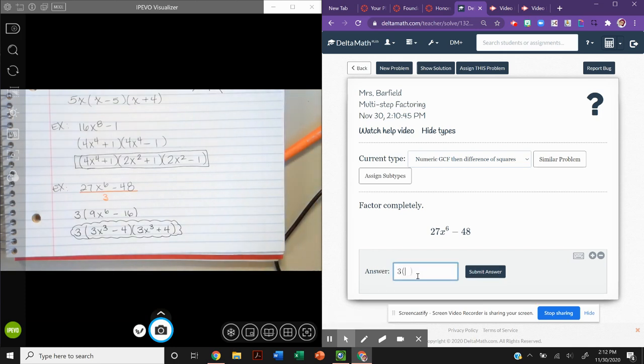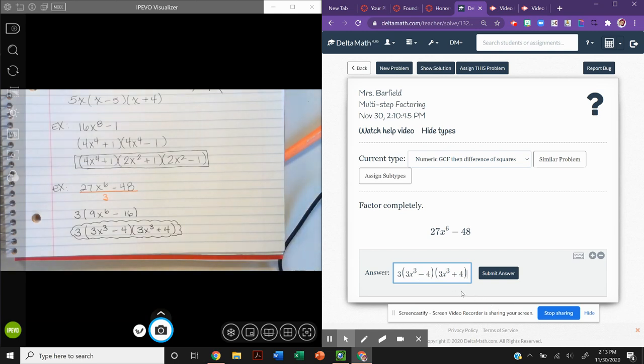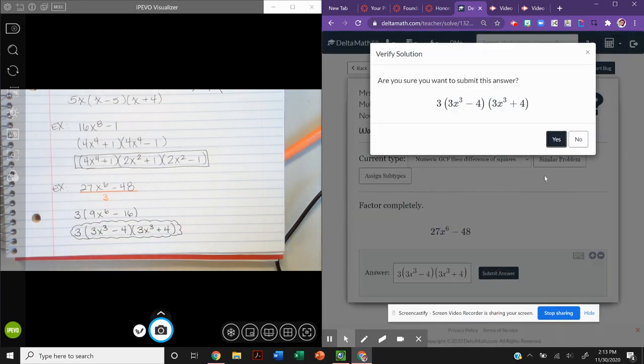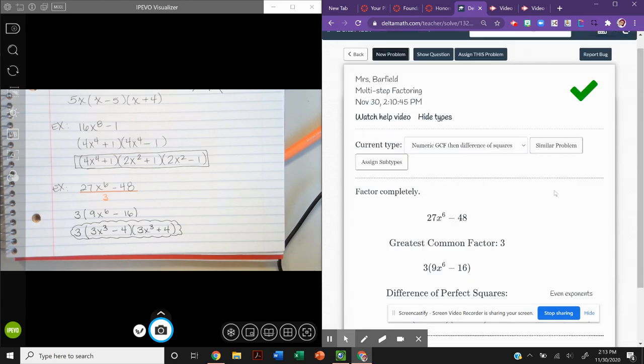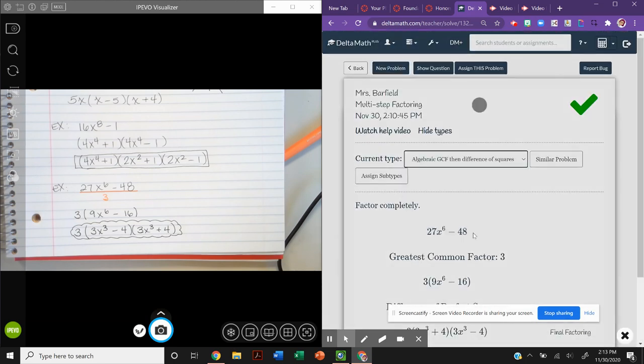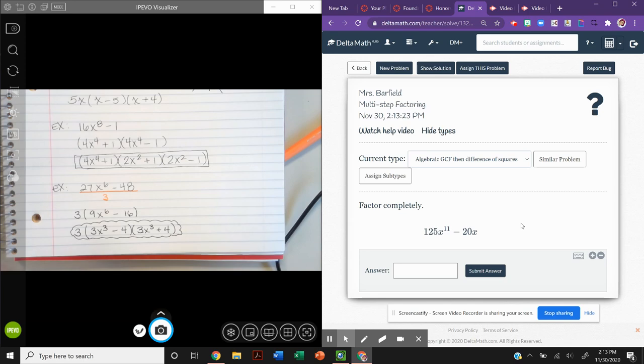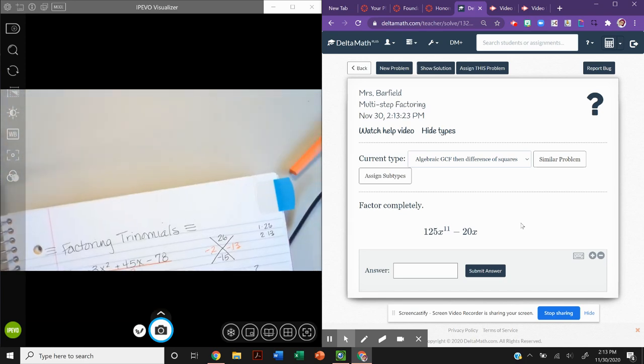So 3 parentheses, 3x to the third, and that's going to be minus 4, and then 3x to the third plus 4, close your parentheses. And you could do the plus 4 first and then the minus 4 last. It doesn't matter. Submit my answer, and I got my green check. All right. Let's look at one more example, and then we will be done with these sets of videos.